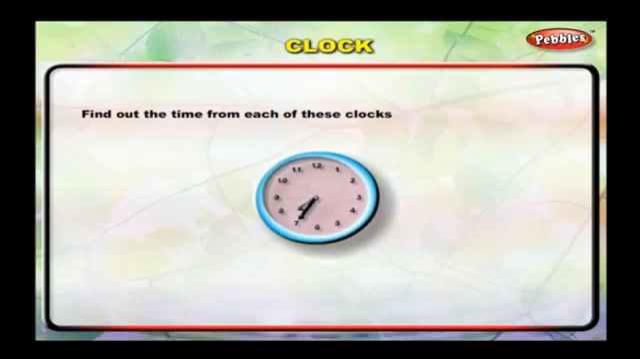In this clock, the short hand is between 7 and 8, and the long hand is at 7. So, the time is 7:35. In this clock, the short hand is just after 4 and the long hand is at 2. So the time is 4:10.